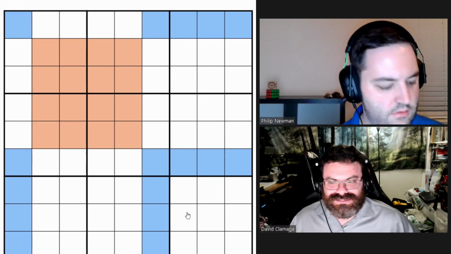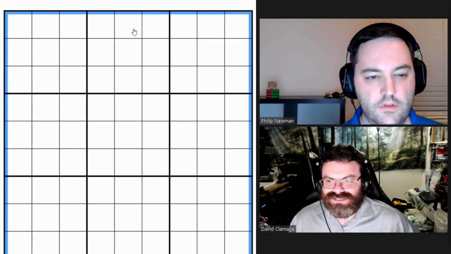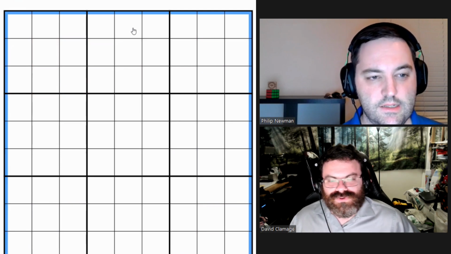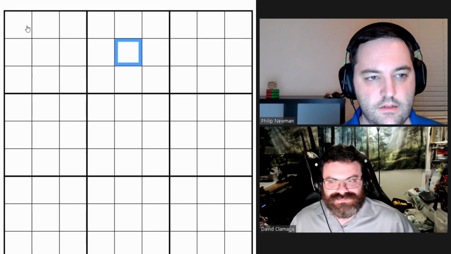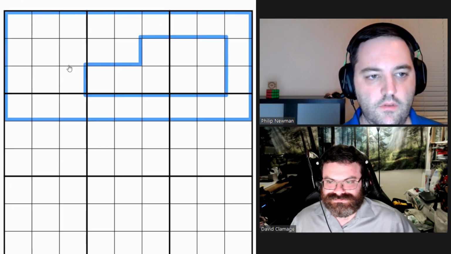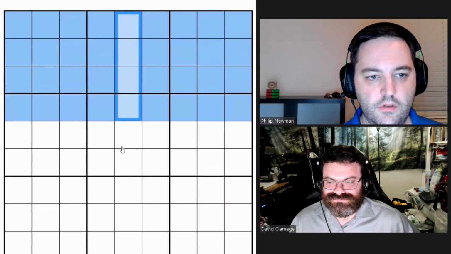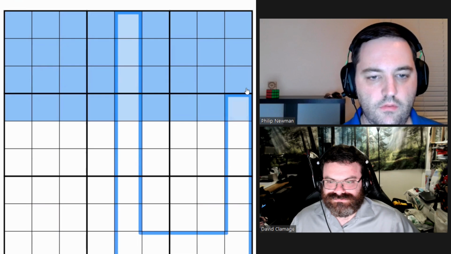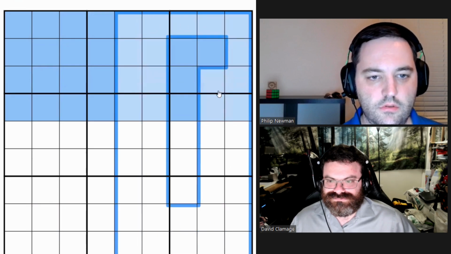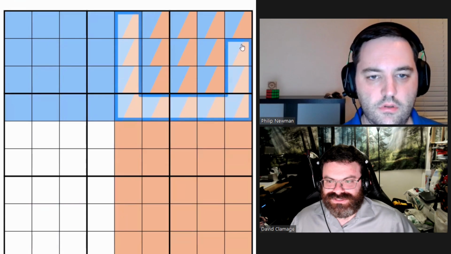Yeah. I may get it slightly wrong. So we do four rows at the top and then 5 columns on the right side. Oh, that's right. Yeah. So put all these in blue. I'm going to put all of these in orange. And you just kill the remaining.